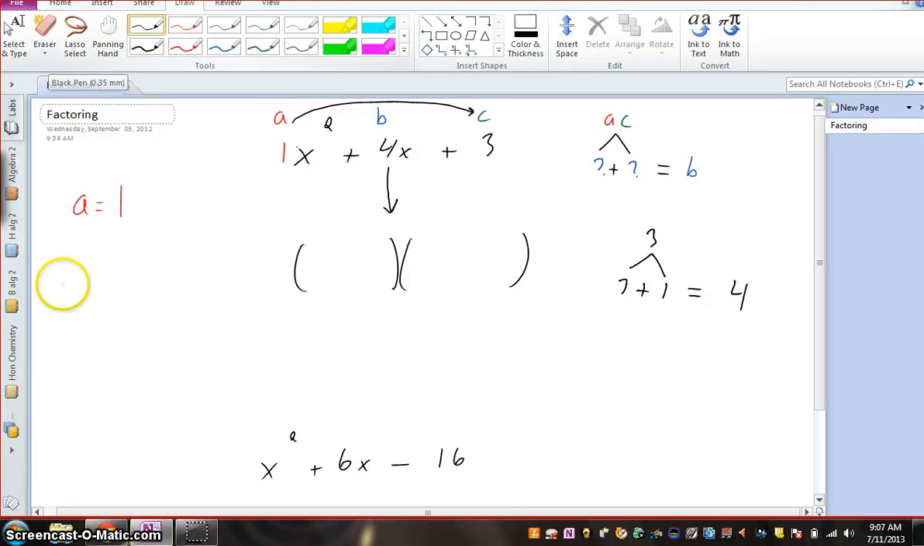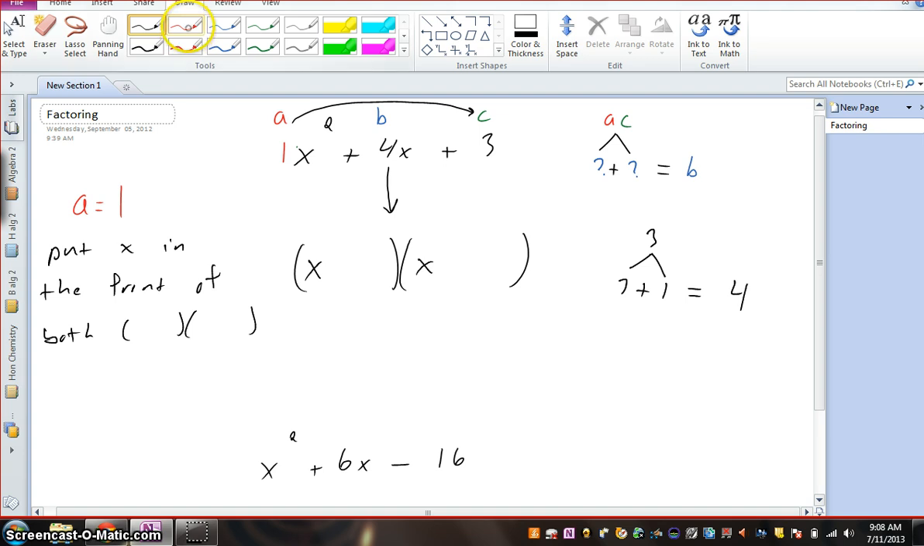Now, here's a little trick I'm going to teach you, and it's not a trick, it's just a fact. Whenever you have A equals 1, you can always put X in the front of both parentheses. So in other words, you don't even have to think. You just automatically put X right there and there.